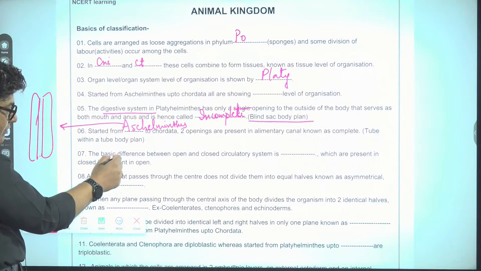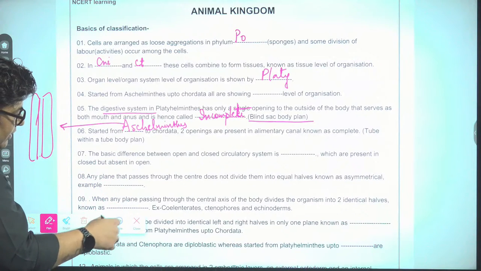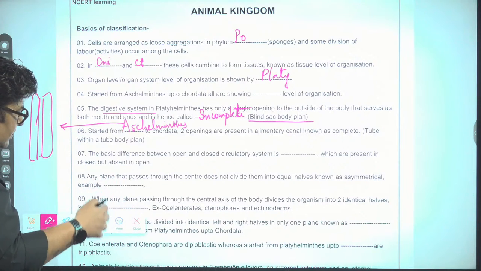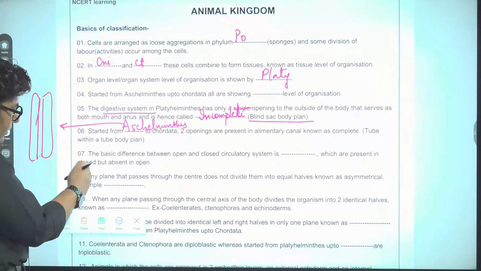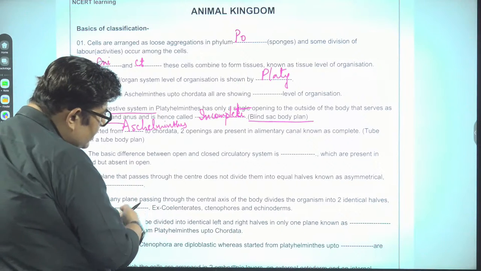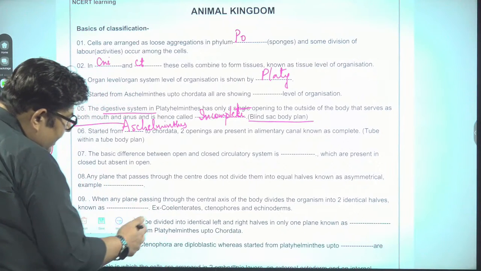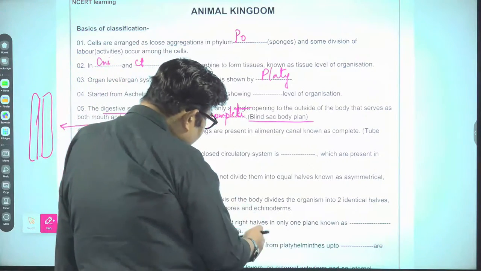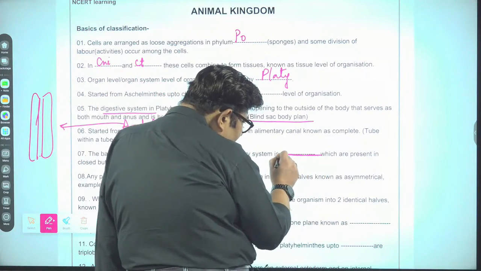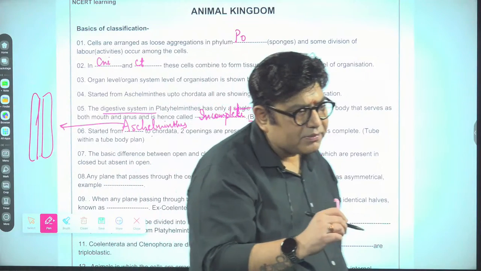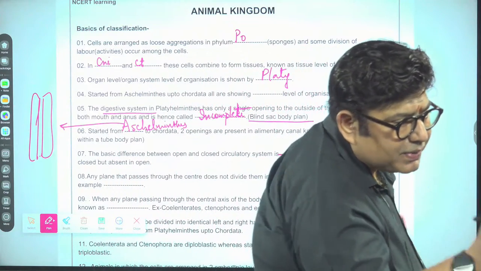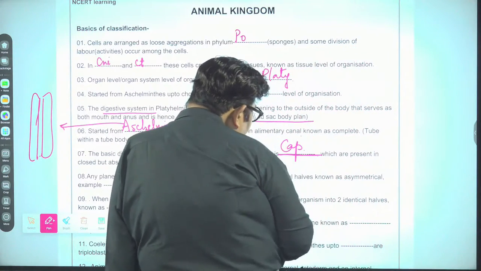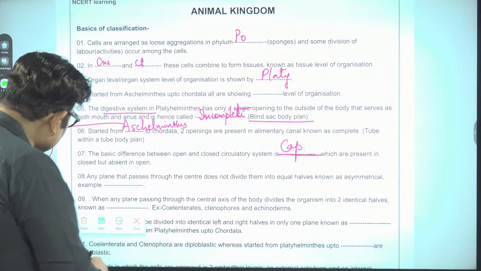The basic difference between open and closed circulatory system is dash, which is present in closed but absent in open. So what is that which is present in the closed but absent in the open? Yes, you are right. Capillaries, Gayatri. Your answer is correct. Capillaries, which are present in closed. Very good.